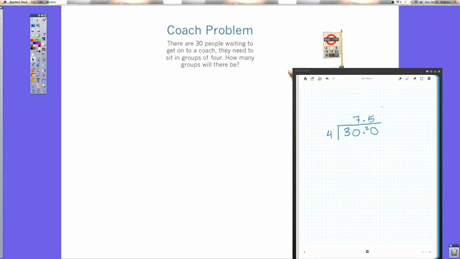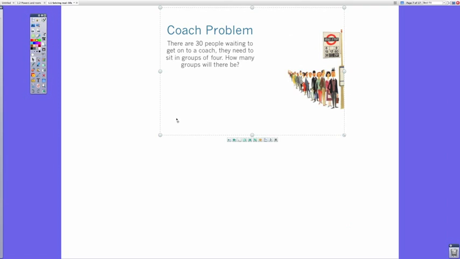We cannot have half a group, so we need to round the number up. Okay, so there's going to be 7 groups of 4 plus another group which doesn't have 4 in it, but we still need that 8th group. So how many groups will there be? It's going to be 8.